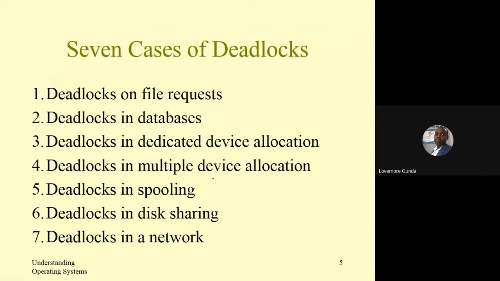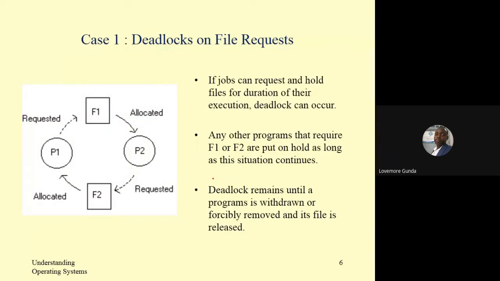So what are the 7 cases of a deadlock? One may have a deadlock on file requests. We may have one in databases, dedicated device allocation, multiple device allocation, in spooling, disk sharing, or in a network. These are 7 cases in which a deadlock can occur. So what happens in file requests? If a job can request and hold files for the duration of its execution, a deadlock can occur.